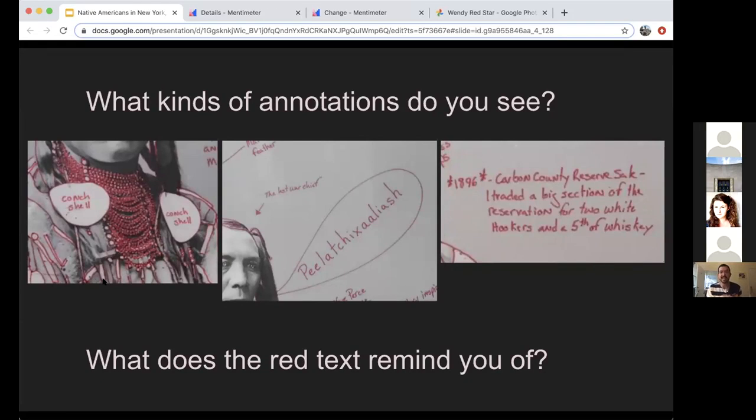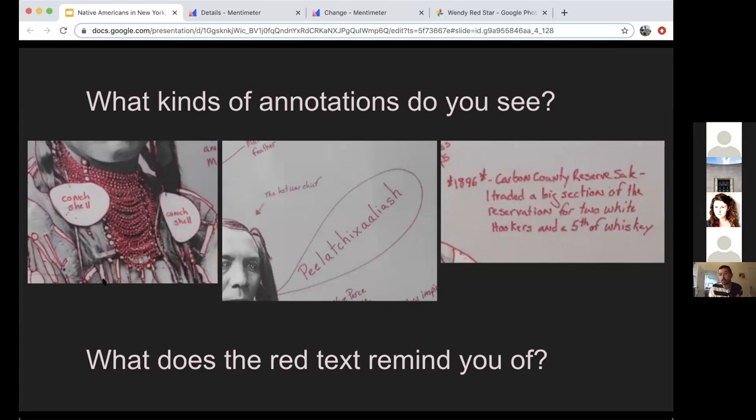So that includes labels of what materials are or what things mean, word bubbles with people's names in them, quotes or stories about the sitters. There's a lot of really, really dynamic information that she includes.